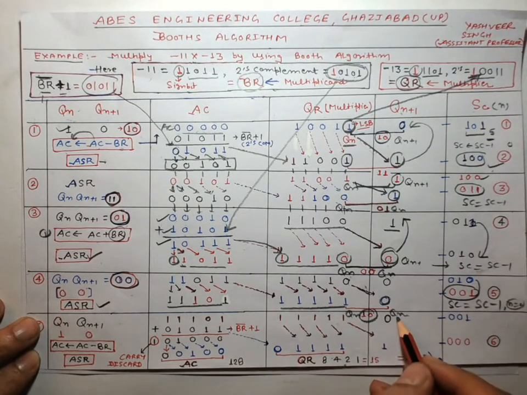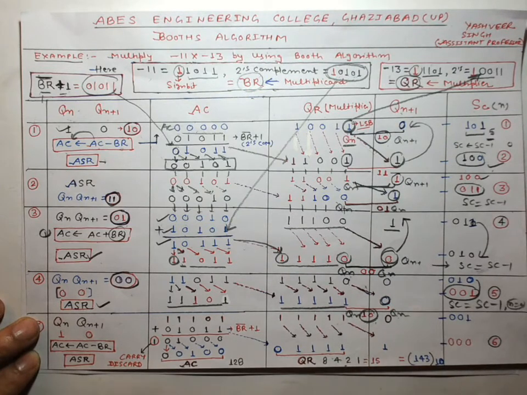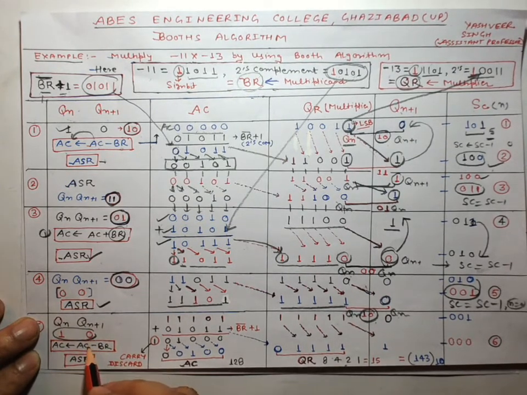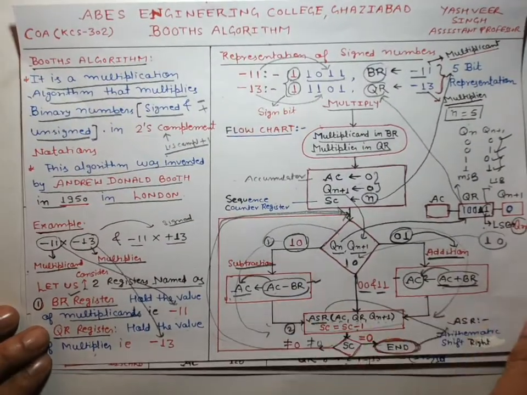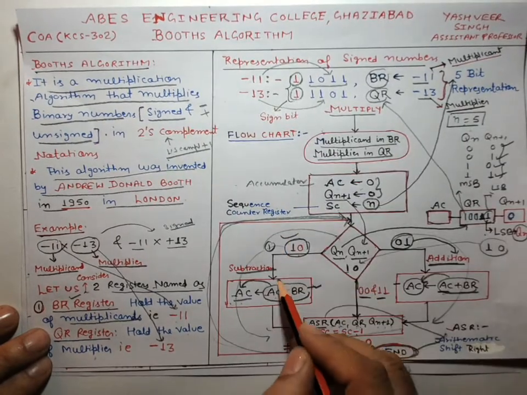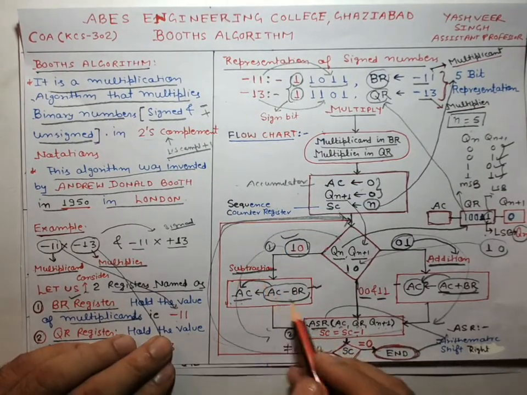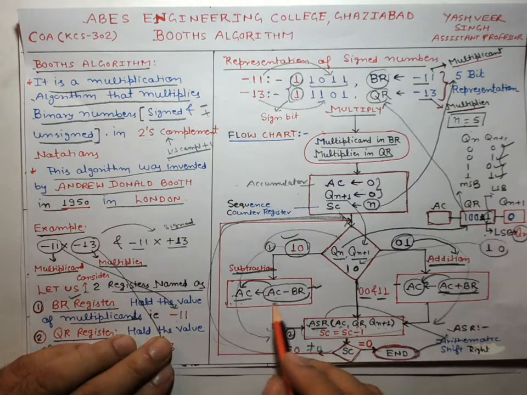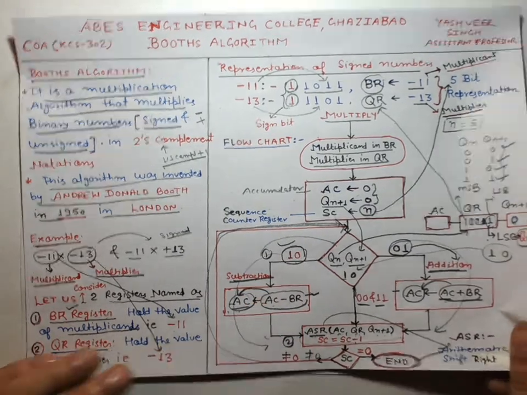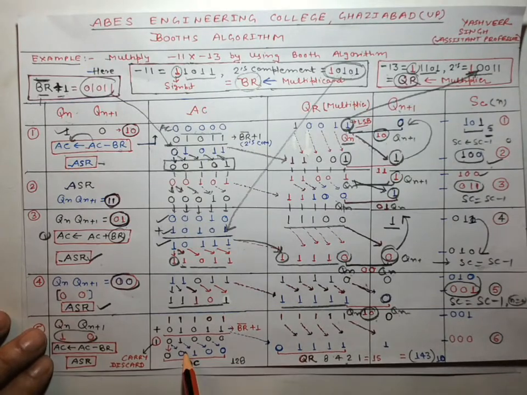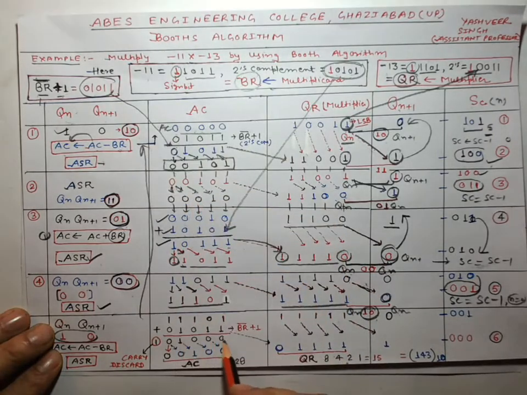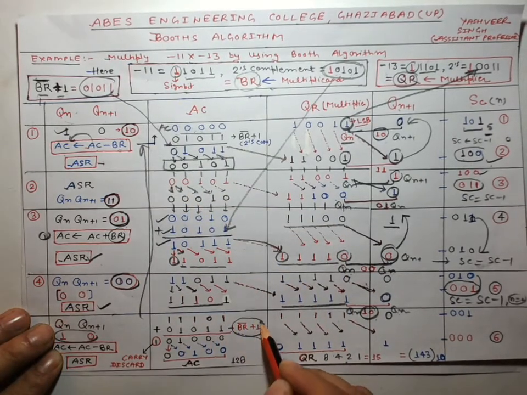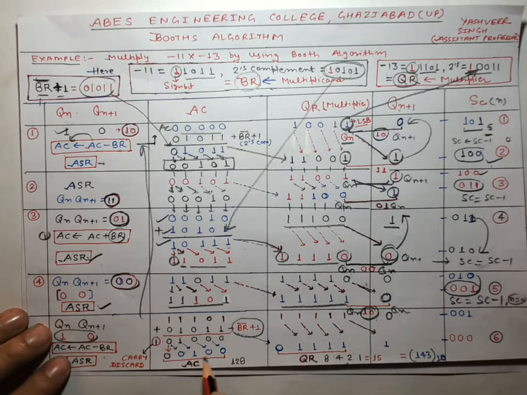The new value of Qn and Qn plus 1 is 1 0. 1 0 means this. If we look at the flow chart, I have already explained, if the output of the decision box is 1 0, then we go for this step. It means subtraction. Subtraction means accumulator minus BR is stored in AC, okay. This step is just like step number one, okay. We have to follow BR complement plus 1 in the subtraction process. Then we will find an output like this, okay.